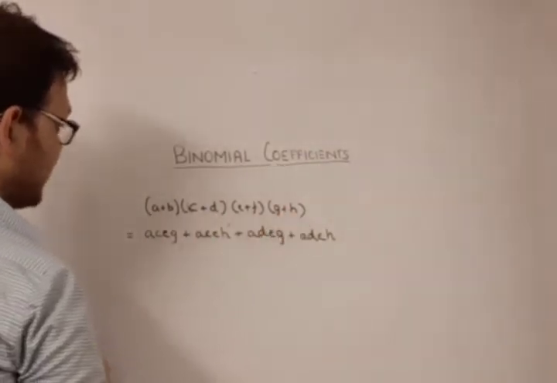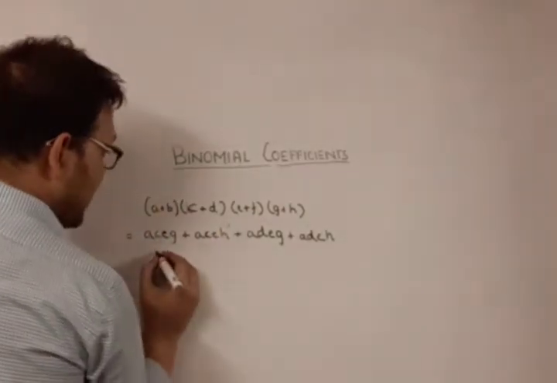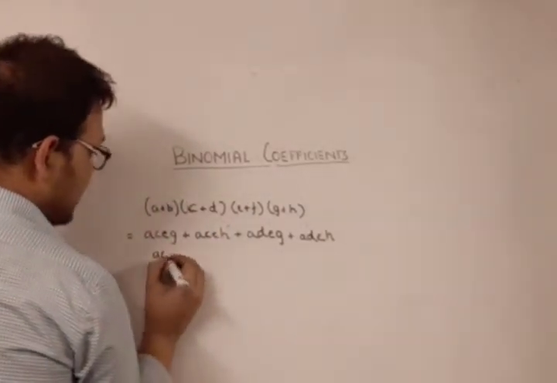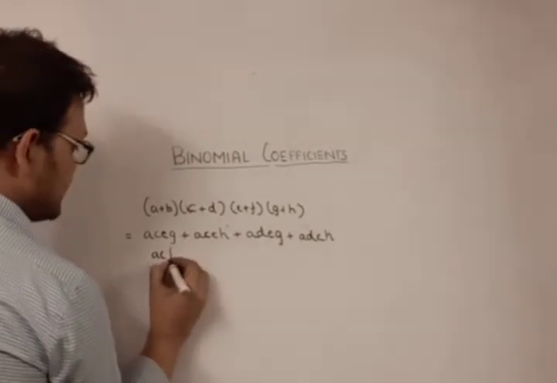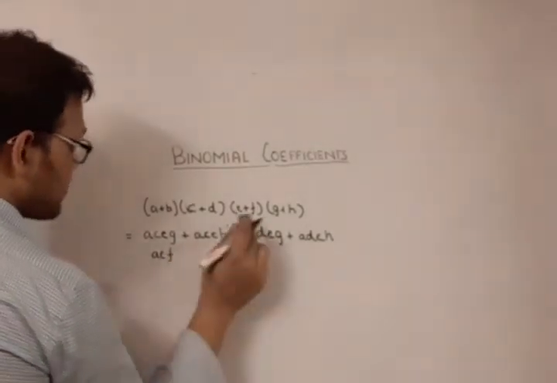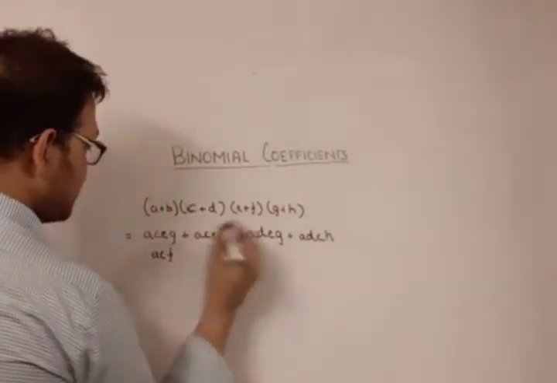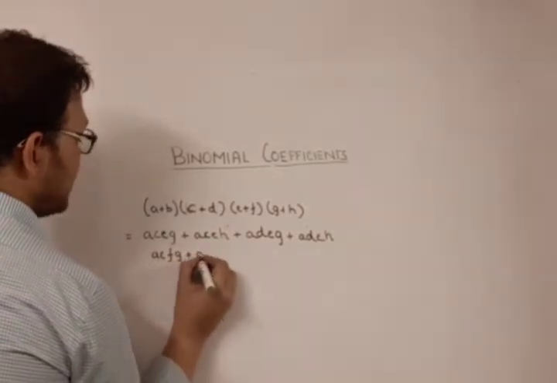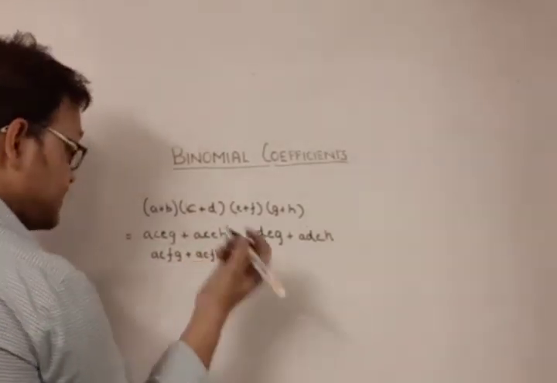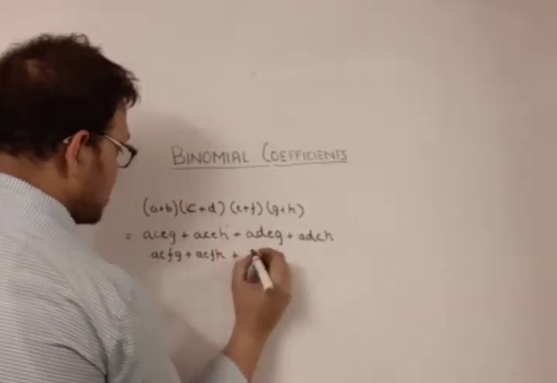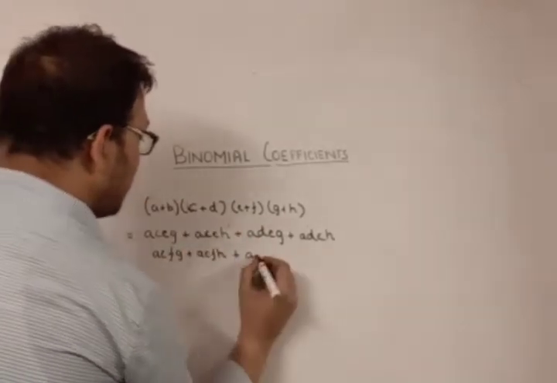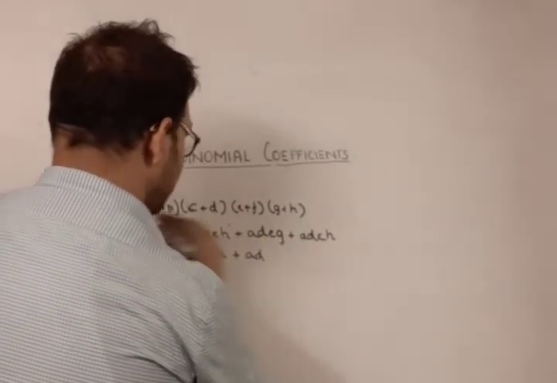So the work of the second term from the third bracket is left. So A, C, F, G plus A, C, F, H. Just see the speed at which I can write the expansion of this from this work method.